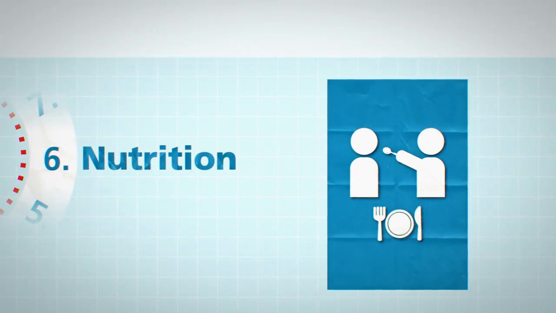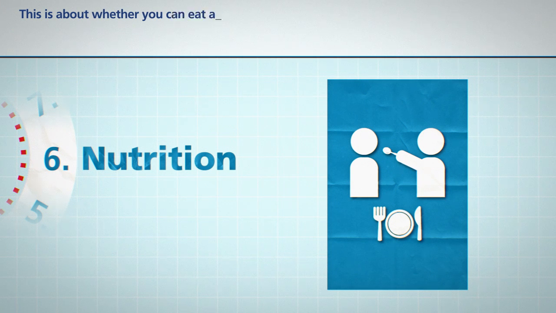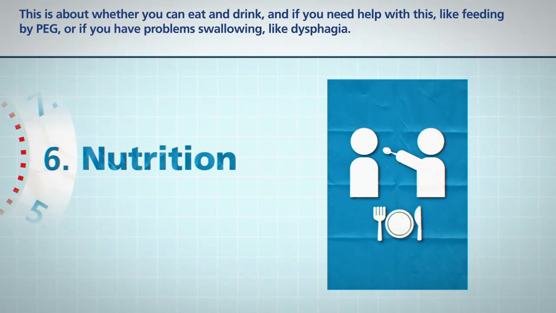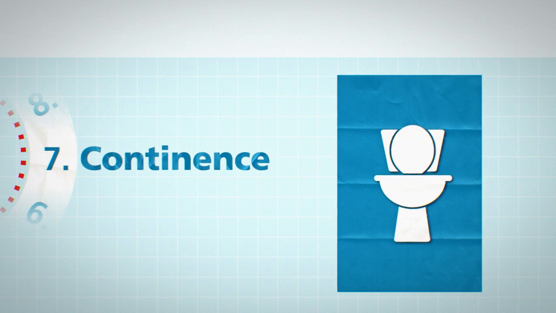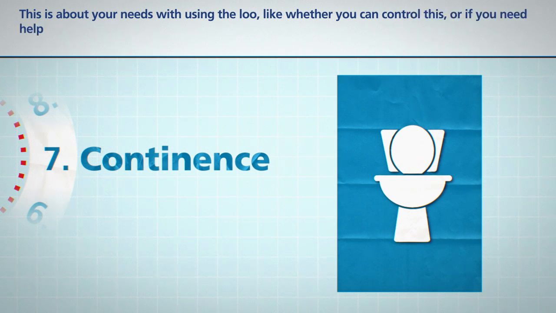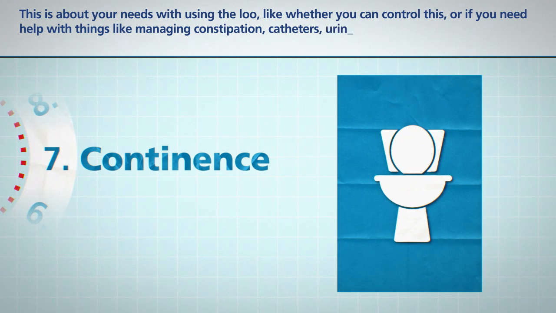6. Nutrition. This is about whether you can eat and drink, and if you need help with this, like feeding by PEG, or if you have problems swallowing, like dysphagia. 7. Continence. This is about your needs with using the loo, like whether you can control this, or if you need help with things like managing constipation, catheters, urinary tract infections, and so on.